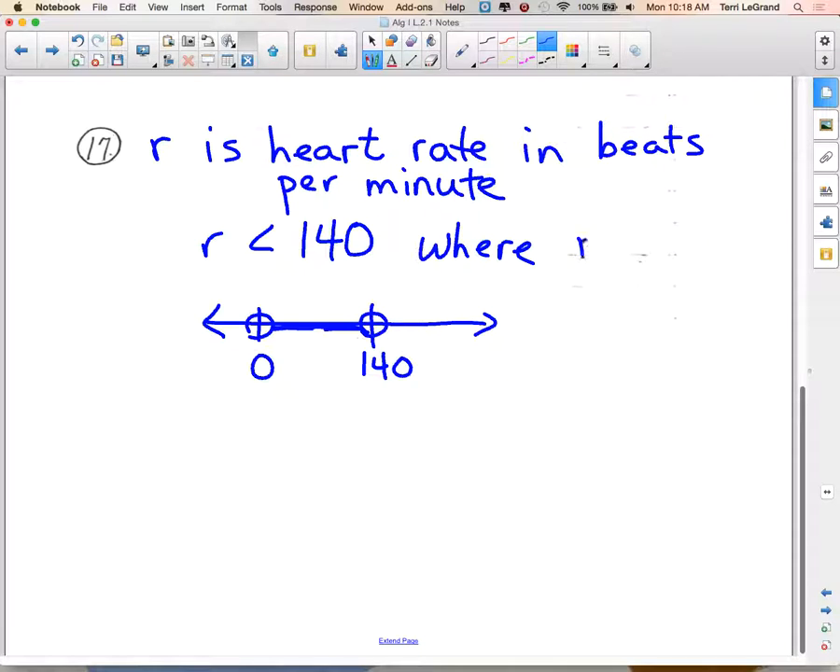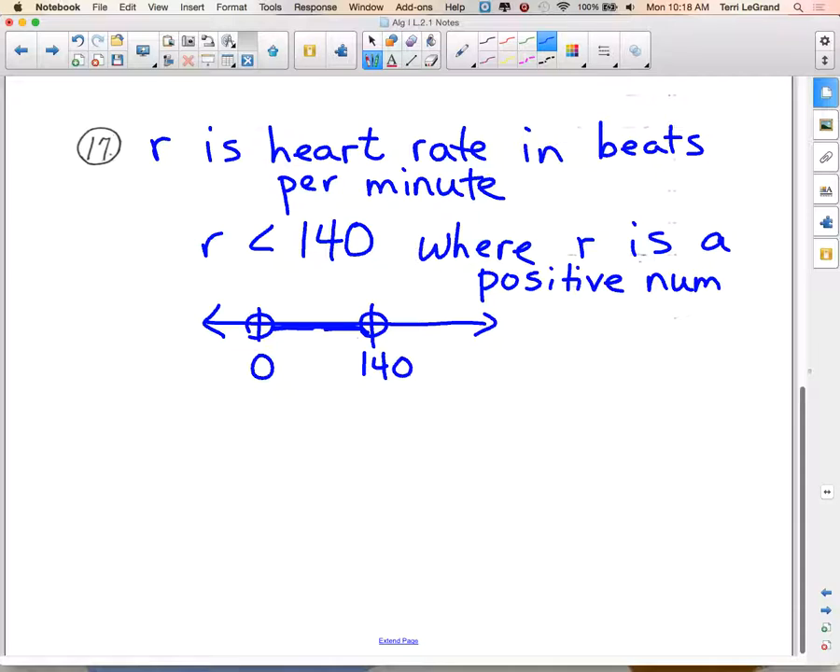Where R is what kind of a number? Whole number? It doesn't have to be a whole number this time. All real numbers? No, it doesn't. It's not all real numbers. Where R is a positive number. In other words, that's what helped us make this graph.